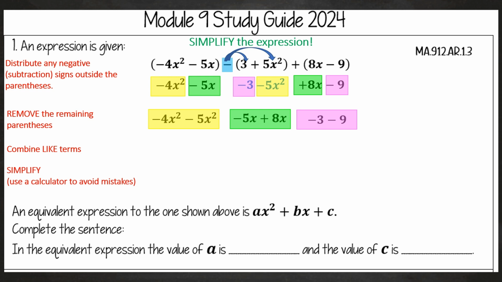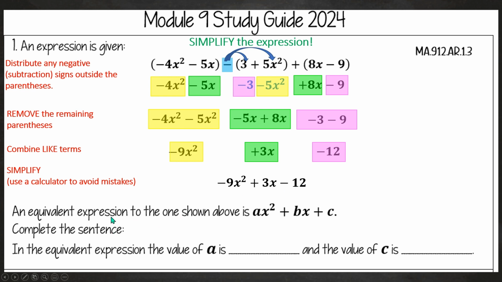Please make sure you use a calculator to avoid mistakes. Negative 4 minus 5, I get negative 9. Notice that my variables and my exponent did not change. So no variable change, no exponent change. They stay the same when we are adding and subtracting. Negative 5x plus 8x, I get a positive 3x. And negative 3 minus 9, I get a negative 12. So this is my final polynomial, which is negative 9x squared plus 3x minus 12.